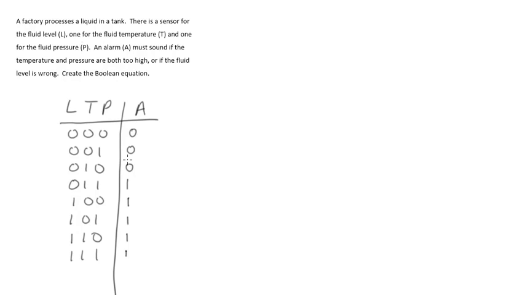Let's derive the equation from this truth table. A equals L naught and T and P, or L and T naught and P naught, or L and T naught and P, or L and T and P naught, or L and T and P. That's the logic equation for that truth table, which matches the word problem.